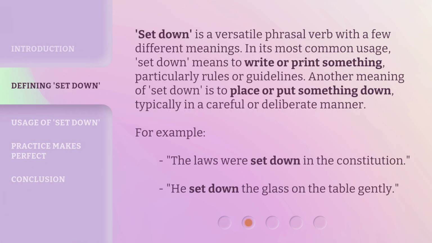Set down is a versatile phrasal verb with a few different meanings. In its most common usage, set down means to write or print something, particularly rules or guidelines. Another meaning of set down is to place or put something down, typically in a careful or deliberate manner. For example, the laws were set down in the Constitution. He set down the glass on the table gently.